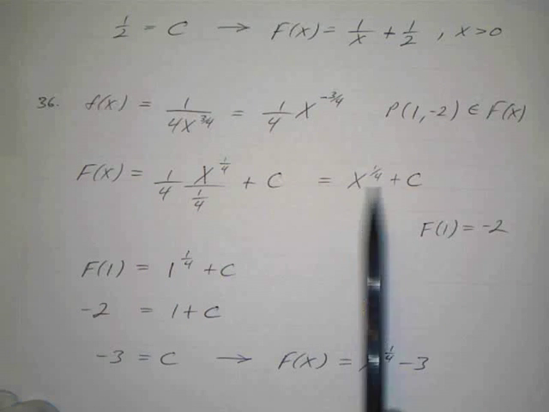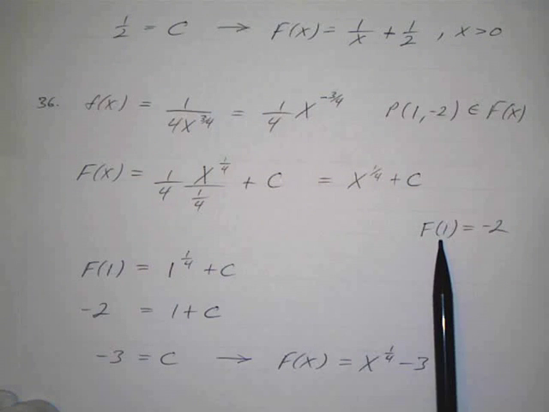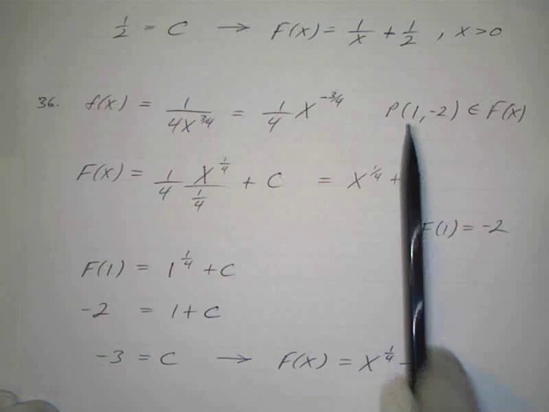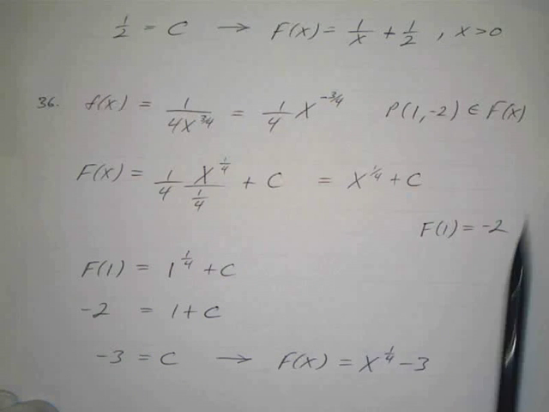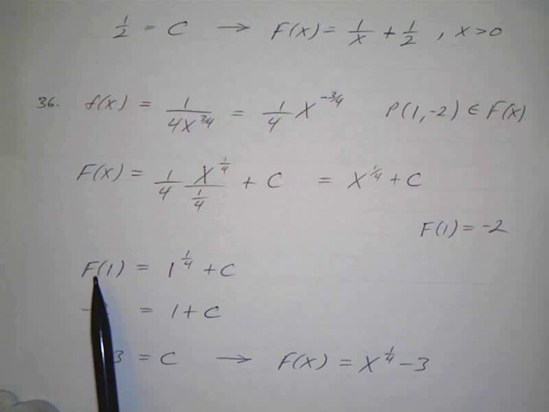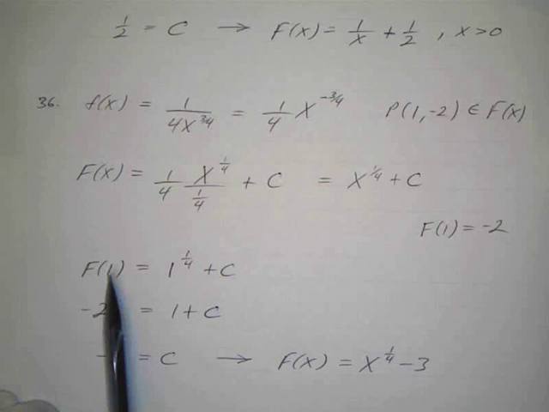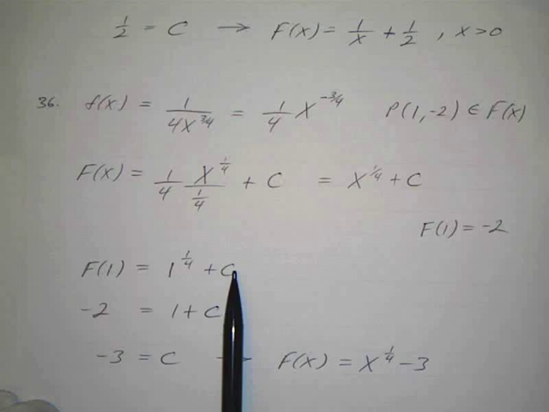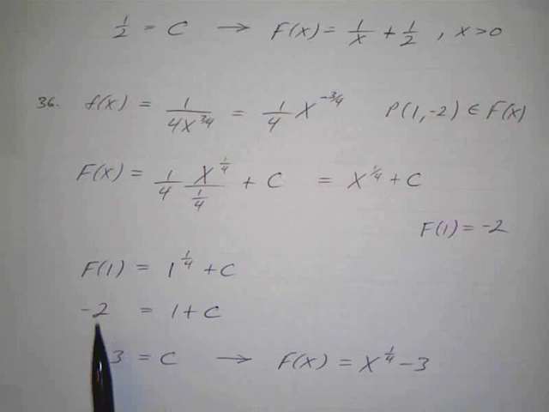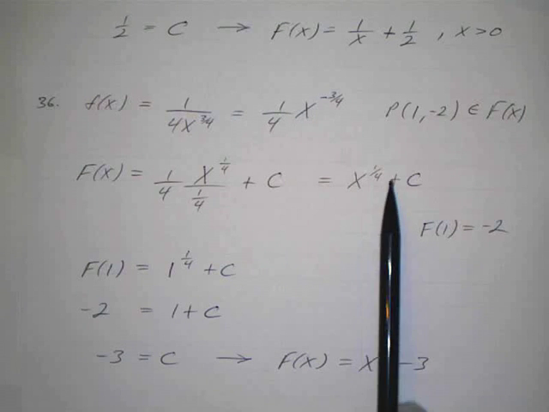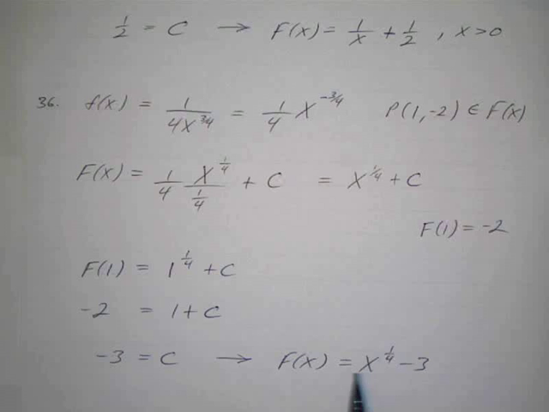So I just have x to the 1/4 plus c, but I know that F of 1 is equal to negative 2 because the point 1, negative 2 belongs to the function. So F of 1, I can just rewrite this as F of 1. And that's going to be, instead of x, 1 to the 1/4 plus c, which is just 1 plus c. But what was F of 1? F of 1 is negative 2. And then if I subtract 1 from both sides, I get negative 3 equals c, and that implies that F of x equals x to the 1/4 plus c, which is negative 3, so x to the 1/4 minus 3.